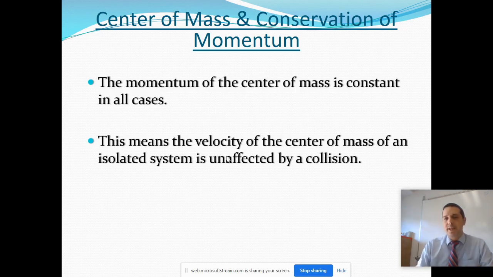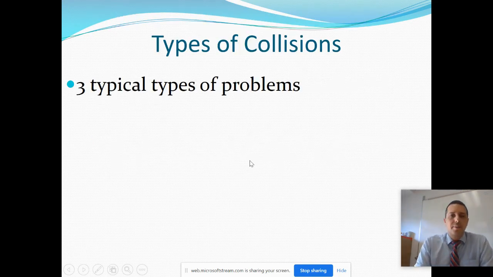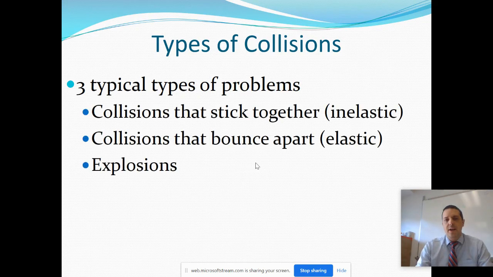And we will try more examples of this in class. Right now, we're going to try to work on the fundamentals. So let's look at a few different types of collisions you can have. There's three that we generally talk about.